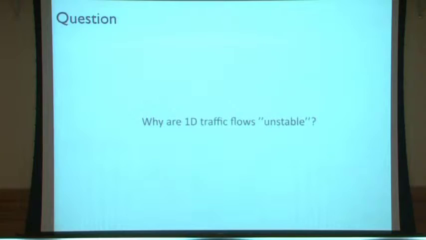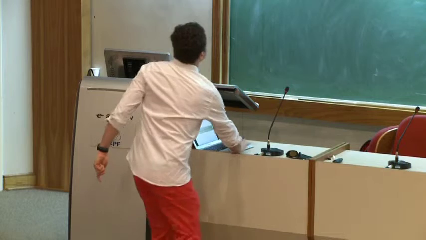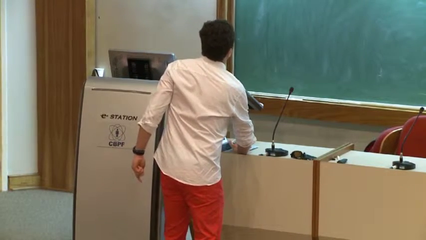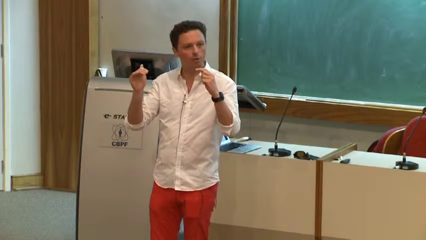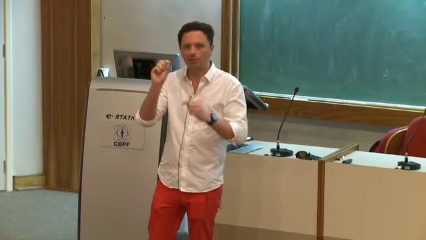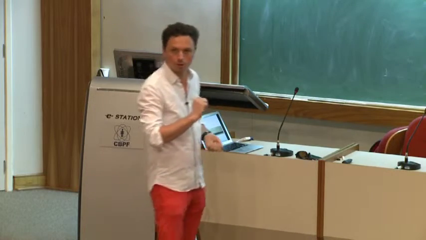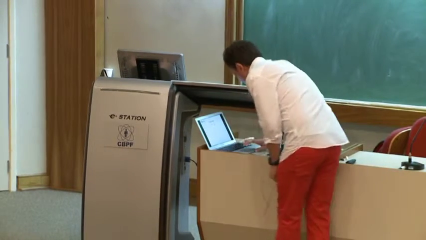So let's come back to the initial question. Why are the 1D traffic flows unstable? So before telling you why they're unstable, let me try to answer Vincenzo's question and show you how the system gets destabilized. So in this experiment, let me stop the movie. We started with an experiment at a current which is slightly below the invasion current. And in the course of the movie, the current has been increased by a tiny, minute amount above the critical current value. Let me play it, sorry.